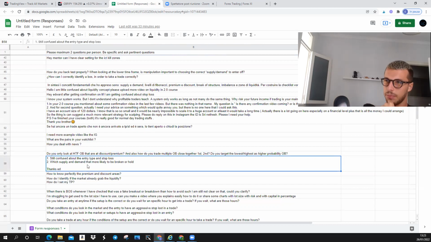Entry types, again, it's coming. And which supply and demand is most likely to be broken or hold? Again, for the supply and demand, use premium and discount areas. And in the backtesting file, which is coming in a couple of weeks maximum, I will show you which order blocks, supply and demand areas I like better and work better.